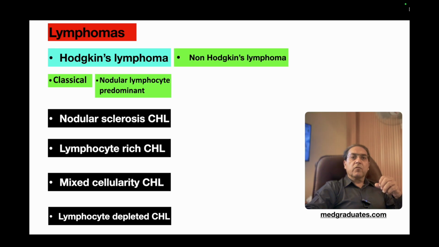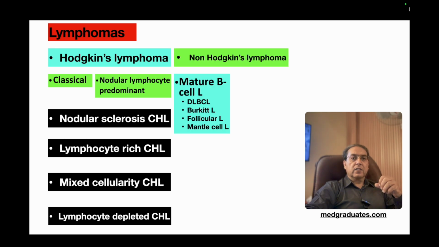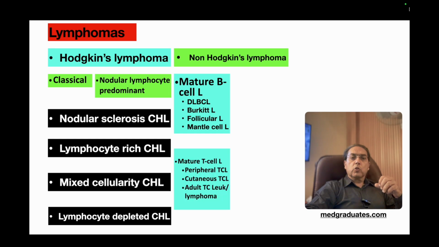While non-Hodgkin lymphoma is seen differently, as mature cells or immature cells. So mature cells can be B cells. So it can be mature B cell lymphoma like diffuse large B cell lymphoma, Burkitt lymphoma, follicular lymphoma, or mantle cell lymphoma. Similarly, it can be mature T cell lymphomas like peripheral T cell lymphoma, cutaneous T cell lymphoma, adult T cell lymphoma, and leukemia. This requires differentiation with specific characteristics like the molecular appearance and the cytogenetics.